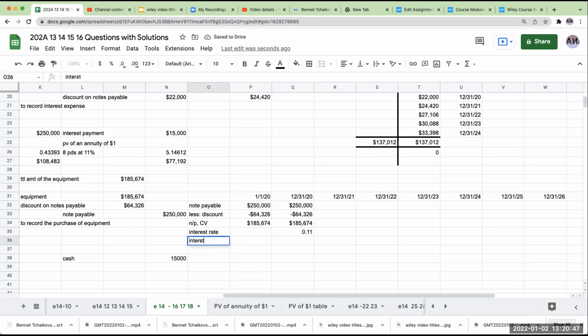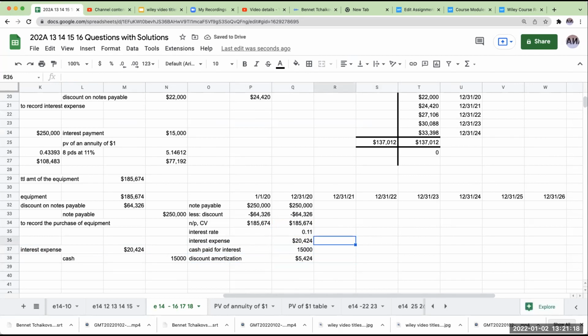So my interest expense is going to be 20,424. So I'm going to debit interest expense for 20,424. Now, my cash paid for interest is going to be 15,000. So my discount amortization is going to be 5,424.